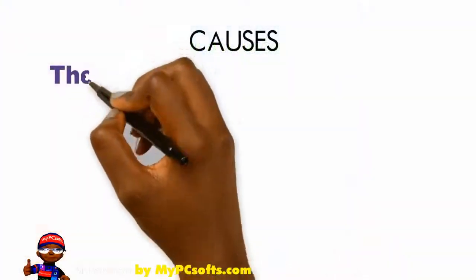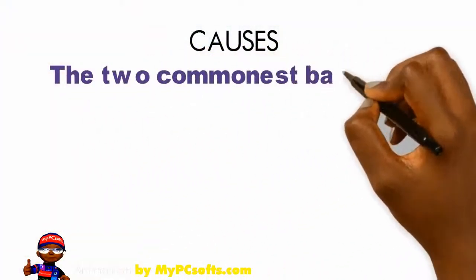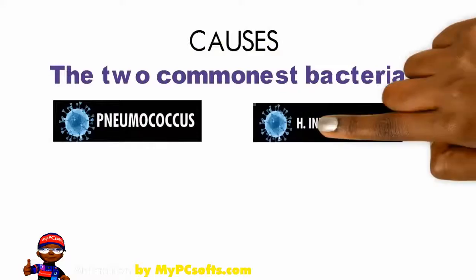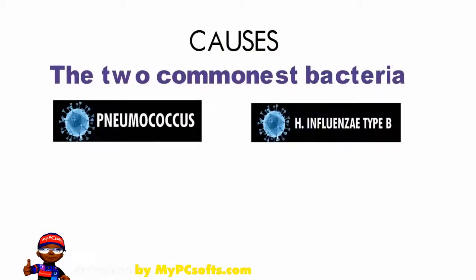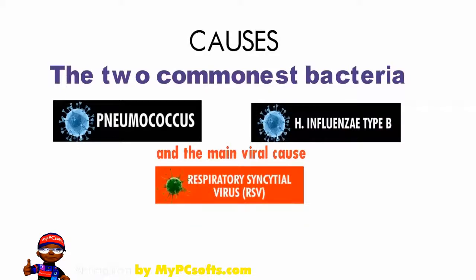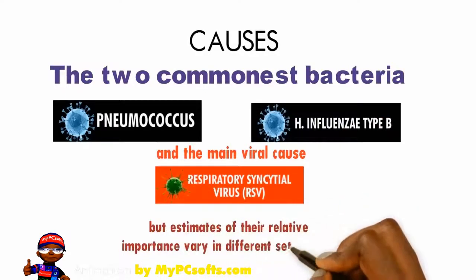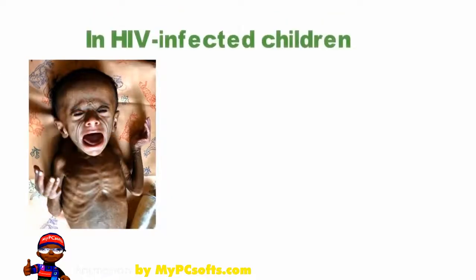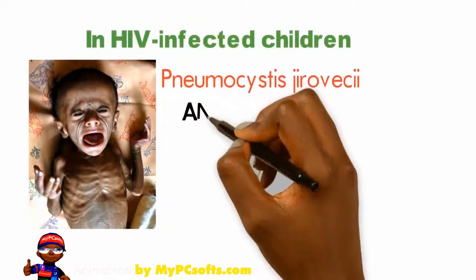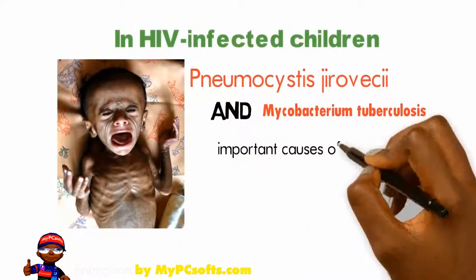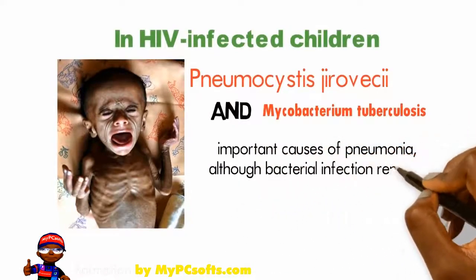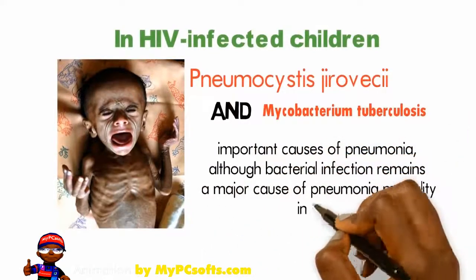The 2 commonest causes of pneumonia are pneumococcus and H. influenzae type B, and the main viral cause is respiratory syncytial virus, but estimates of their relative importance vary in different settings. In HIV-infected children, Pneumocystis jirovecii and Mycobacterium tuberculosis are important causes of pneumonia, although bacterial infection remains a major cause of pneumonia mortality in them.